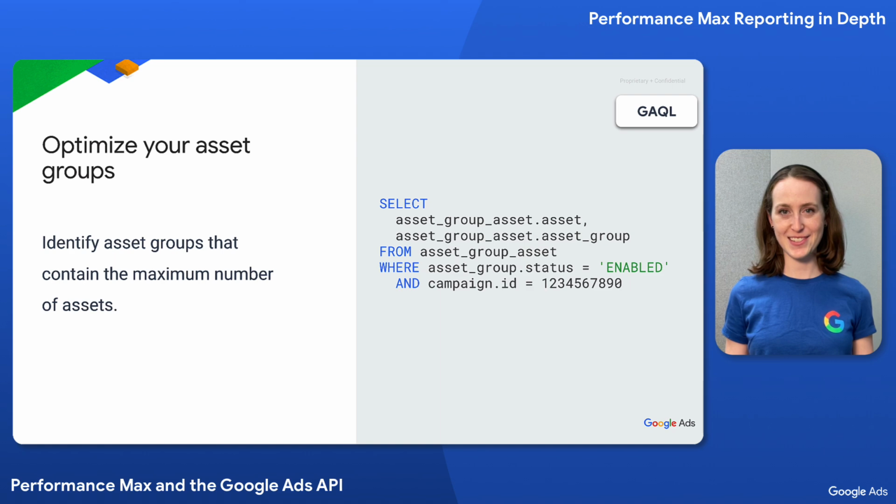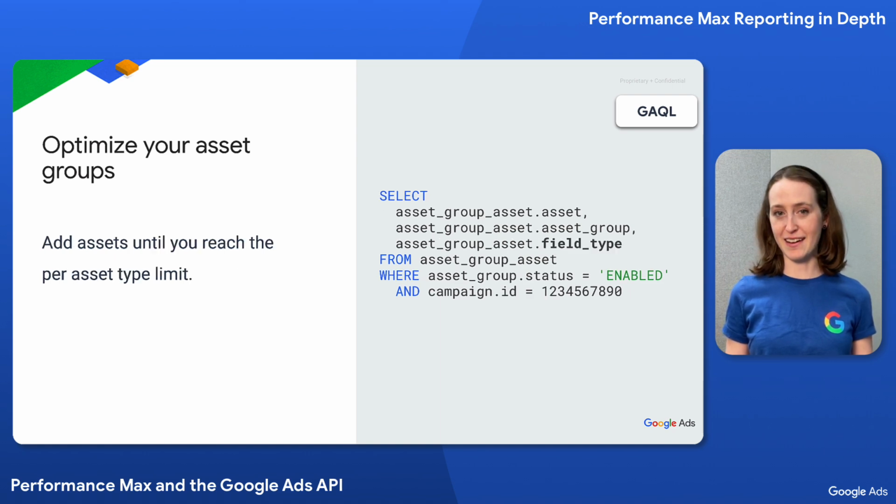Really quick aside, for those asset groups that don't have the maximum number of assets, we highly recommend adding more assets and reaching that max, while also varying the aspect ratios and content across assets to optimize inputs for Google's AI. There's a maximum limit per each type of asset, so you could add the asset field type to your query to determine how many assets of each type you have in your asset group.